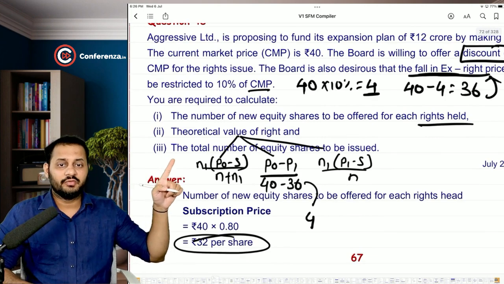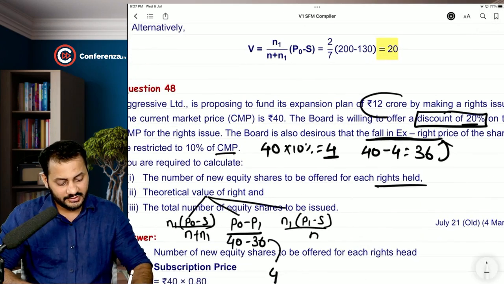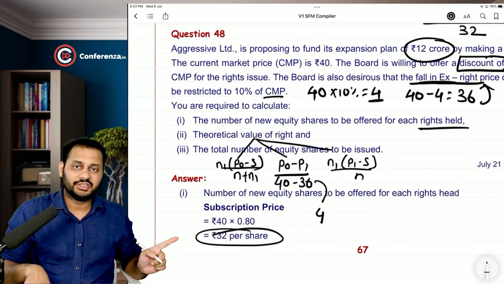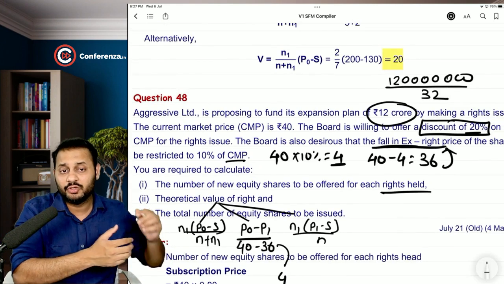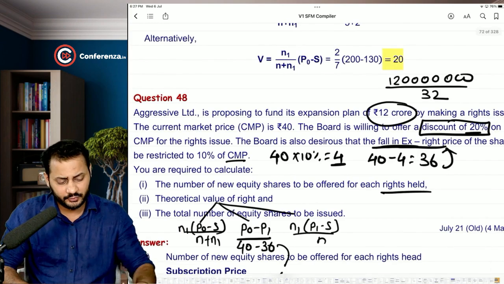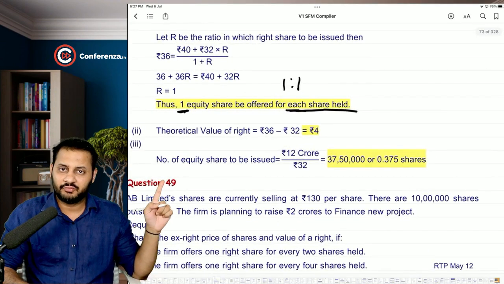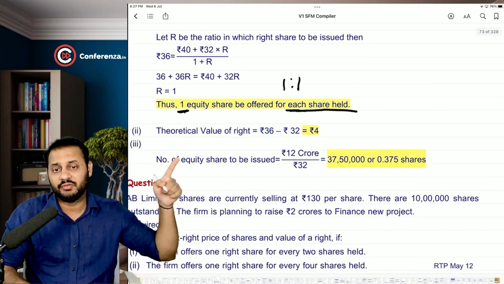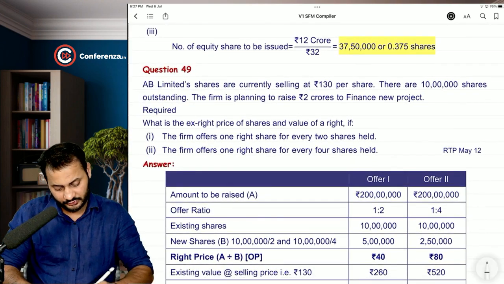Third, the total number of equity shares to be issued. How much of the funds do you want to raise? 12 crore. So write down 12 crore. And at what price? 32. By selling one share, you will be getting 32 rupees subscription price. So how many shares have to be issued in order to raise 12 crore? 12 crore divided by 32. Okay, 37,50,000 shares have to be issued, and every share will be sold at 32 rupees, the discounted price, so that we can get 12 crore rupees. Okay. This is going to be your homework.